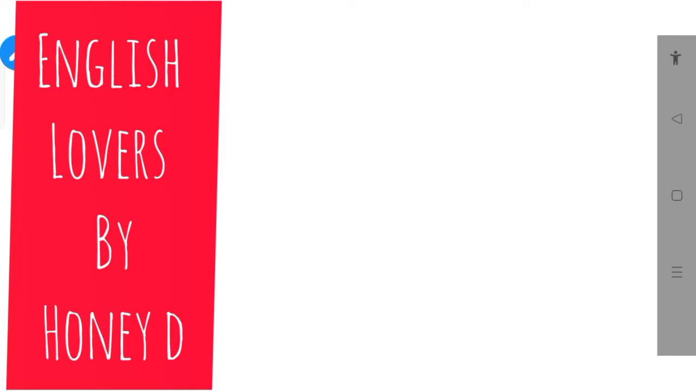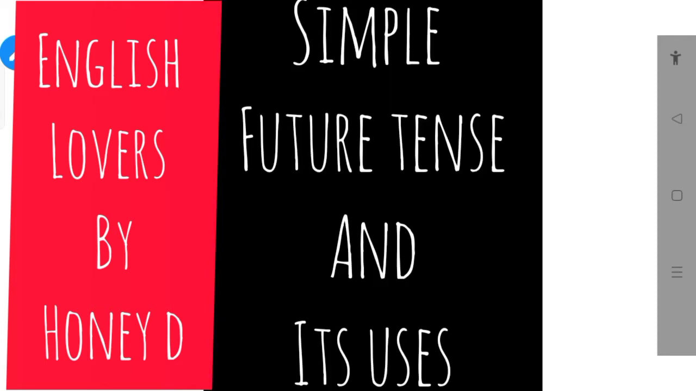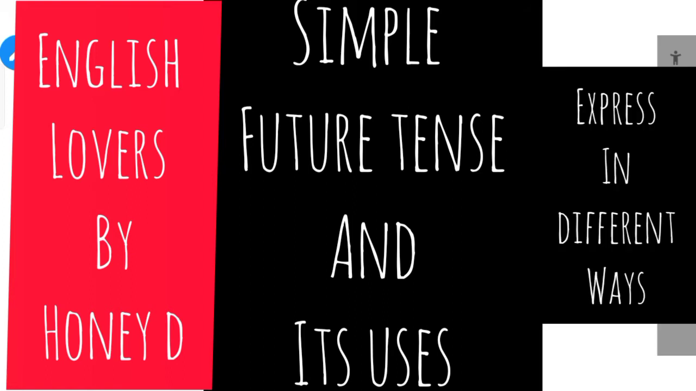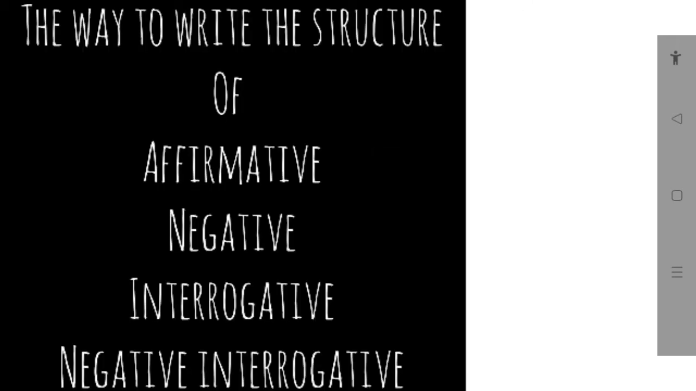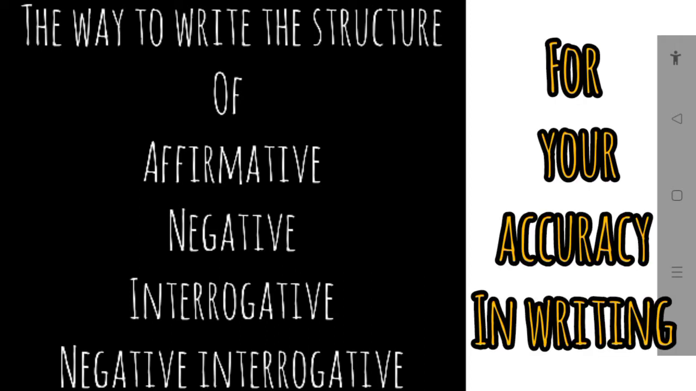So dear friends, today we will talk about the simple future tense and its uses, and then we will talk about how we can express the simple future tense in other ways, okay? We're also going to talk about the structure of the future tense and how to write the structures for different sentences like affirmative, negative, interrogative and negative interrogative sentences, so that whenever you are writing or using this sort of construction, you will be accurate in the use of the same.